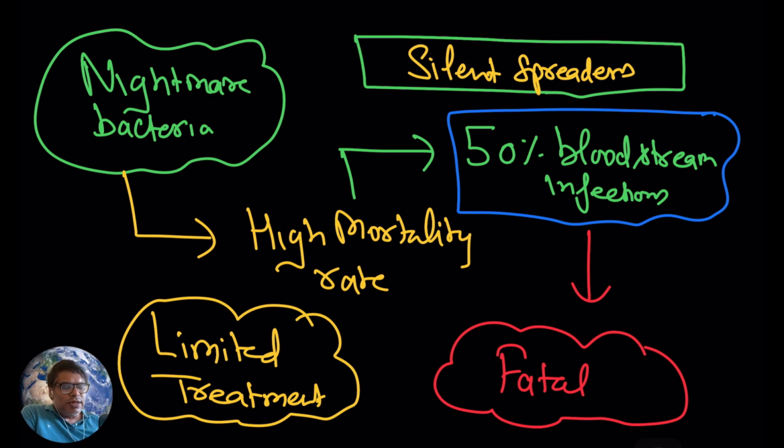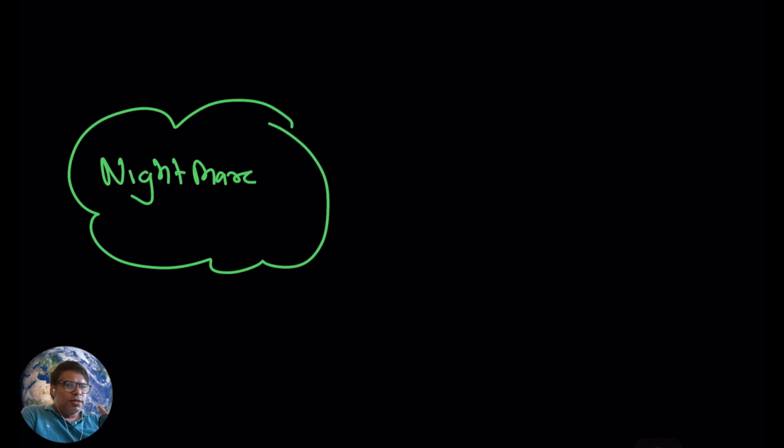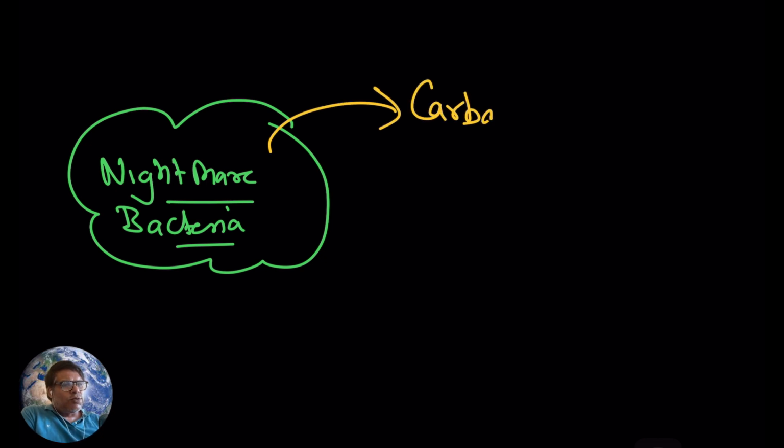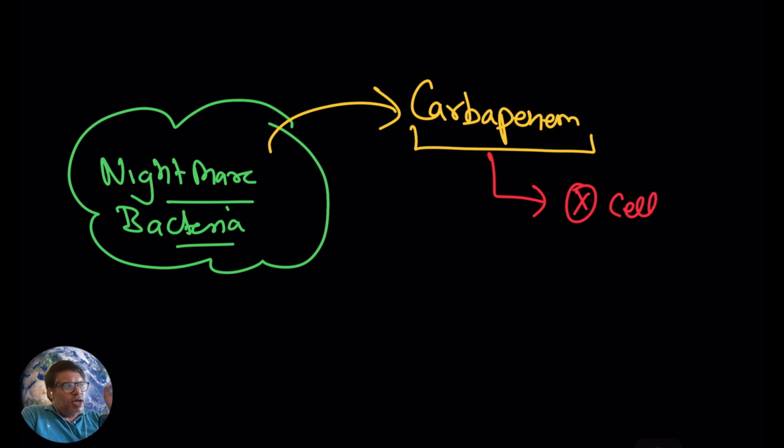Okay, that is also one reason that there is an increase in the number of nightmare bacteria infections. Now here, these nightmare bacteria, I have told you they are resistant to carbapenems. This drug, carbapenems, actually inhibits cell wall synthesis in bacteria. So carbapenems is going to inhibit the cell wall synthesis.